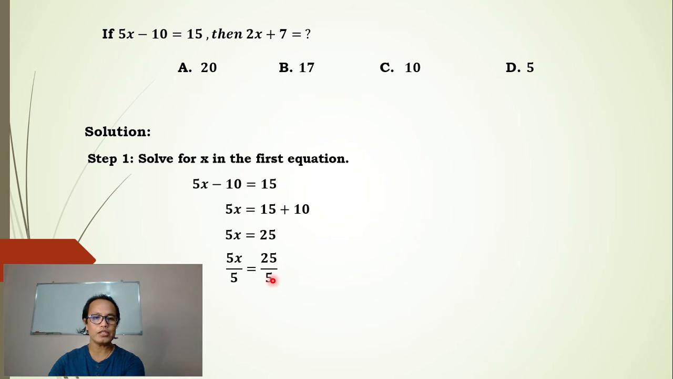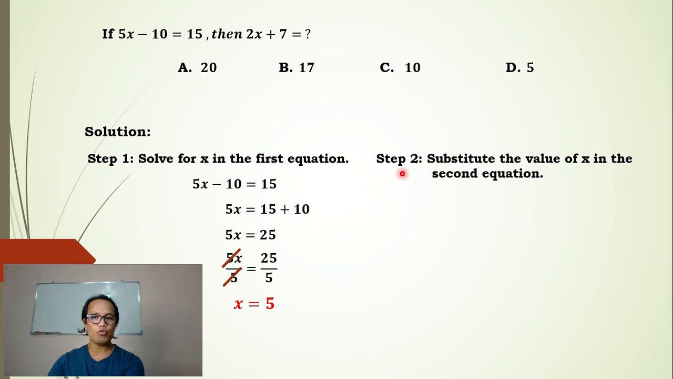In this case, we can cancel out the 5 here. So what shall remain in this side of the equation is x. And 25 divided by 5 is 5. So therefore, in the first equation, the value of x is equal to 5. So the next step, or step 2, we substitute the value of x in the second equation.